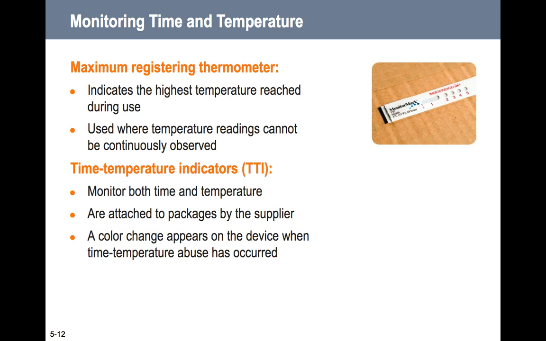There's also maximum registering thermometers. These indicate the highest temperature reached during use. They're used when temperature reading cannot be continuously observed. And time temperature indicators. They monitor both time and temperature, and they're usually attached to packages by the supplier. A color change appears on the device when time temperature abuse has occurred. Again, these are usually some sort of metal strip or indicator that's attached right onto the box.